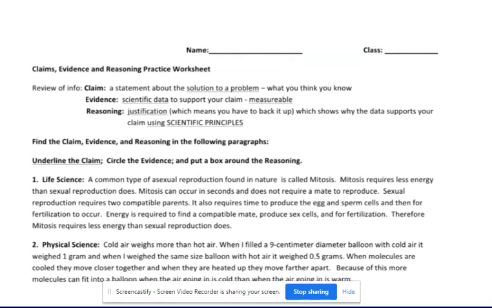Again, here's your claim evidence reasoning worksheet, and at the top, you just have a definition for each part. So the first two are the easiest. You're going to make a claim. That's how you're going to start. And it's going to be a statement about the solution to a problem or the statement to the research question.